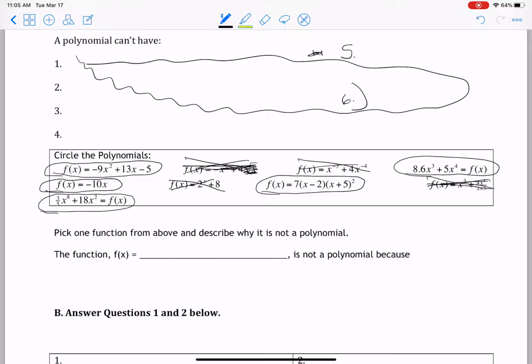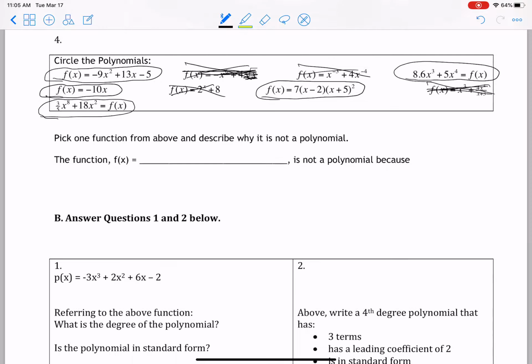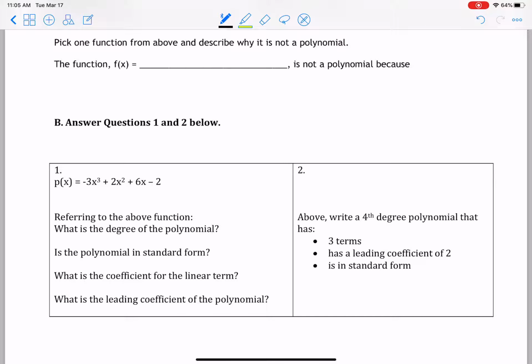So those are all your polynomials that are given in this list right here. What do you think about that, Ari? Pretty good so far? Yeah. All right, respect. All right, so you had to pick any of these functions and tell why it's not a polynomial. You should have been able to do that. That shouldn't be too hard. So let's go on to part B.